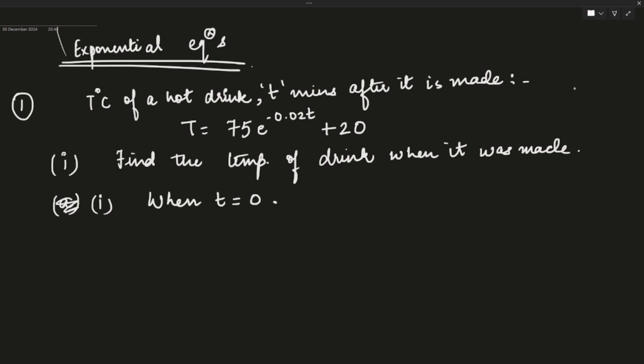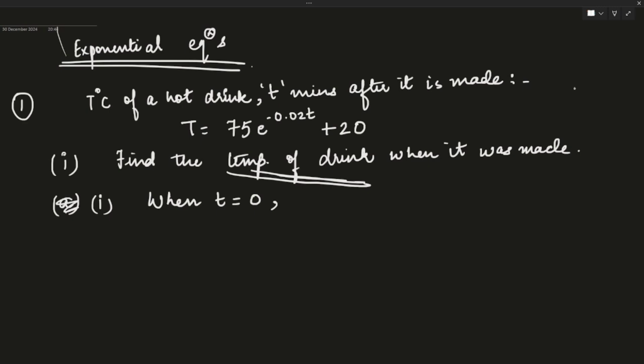Okay, when t is equal to 0, the drink was made. So when t is equal to 0, we'll just find the value of capital T. You just have to find the temperature of the drink when it was made. So when it was made, small t is equal to 0. And when we put small t equal to 0 in this equation, you'll get capital T, which is the temperature of the drink.